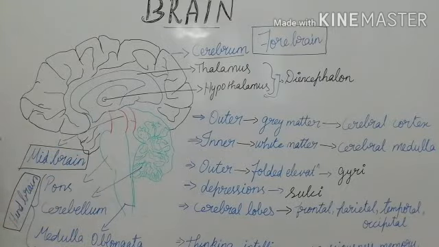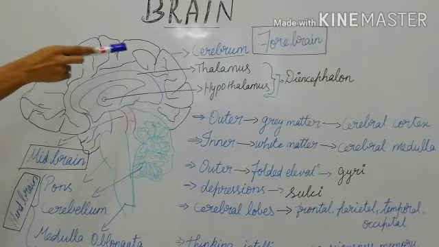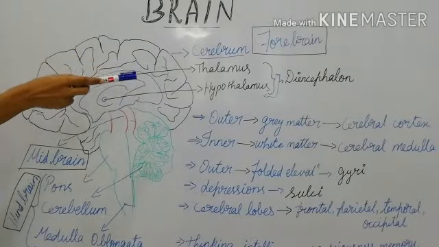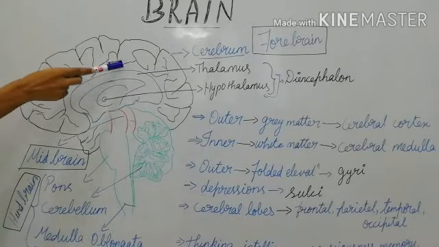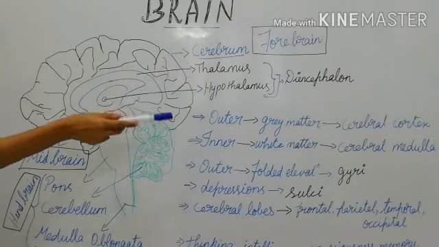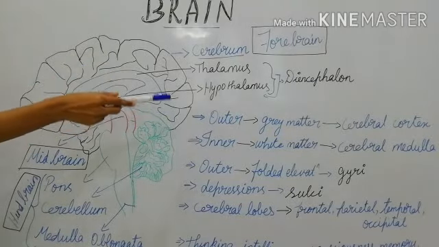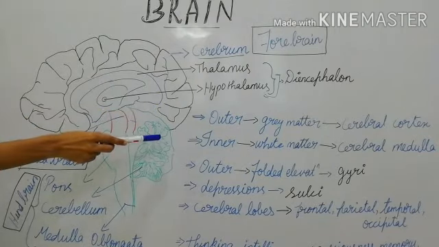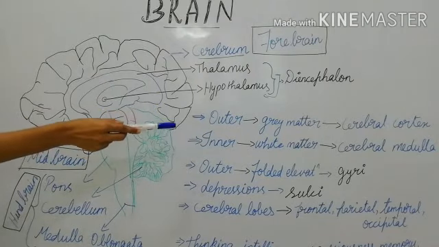So first is the forebrain. It consists of cerebrum, thalamus and hypothalamus. The cerebrum is the largest portion of the brain. We studied this already. And it consists of two hemispheres, which are divided by the median cleft and interconnected by the corpus callosum. The outer portion of this hemisphere is made of grey matter, which is called the cerebral cortex, and the inner portion is made of white matter and is called the cerebral medulla.